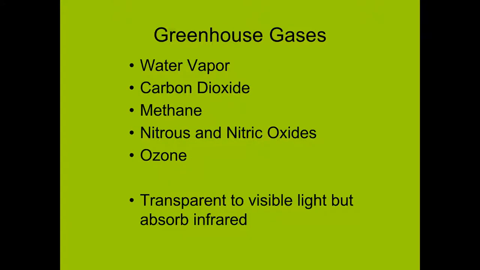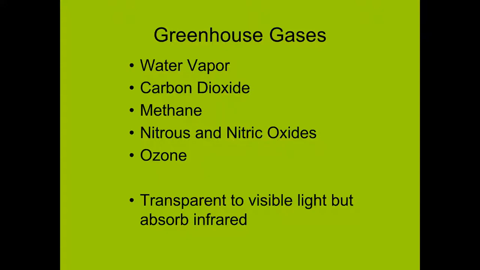All right. Here are some examples of greenhouse gases. Again, all of these, water vapor, CO2, methane, nitrous and nitric oxides, and ozone, all of those lead to positive greenhouse effect, so visible light can get through, but it's the heat that is trapped and bounces back to the earth, and this results in warming.